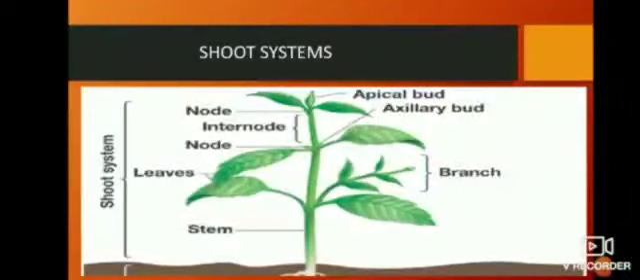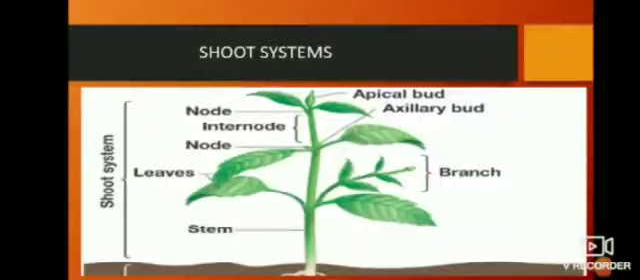Next we go for apical bud and axillary bud. What is an apical bud? The bud that is present at the tip of the stem is known as the apical bud or terminal bud. And the buds that are present at the axils of the leaves, at the place of the node. You are seeing very clearly that at the place of the node two buds are present. They are known as axillary buds. So now it's clear for you what is a node, what is an internode, what is an apical bud and an axillary bud.